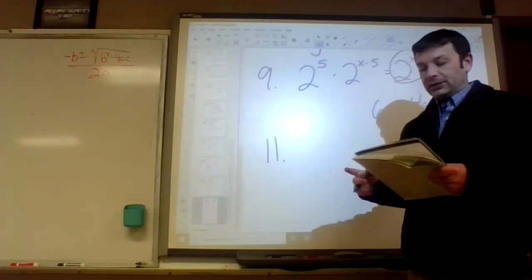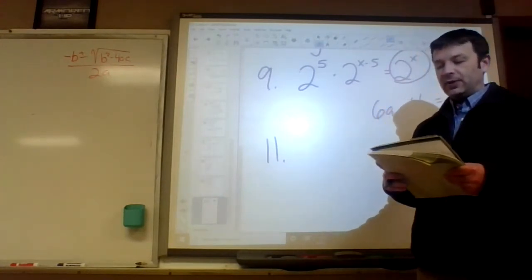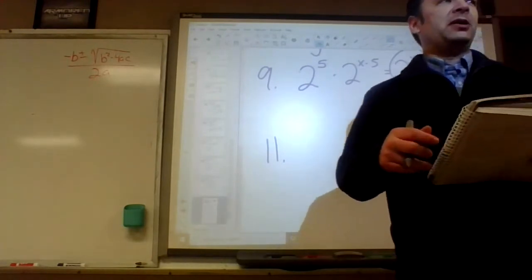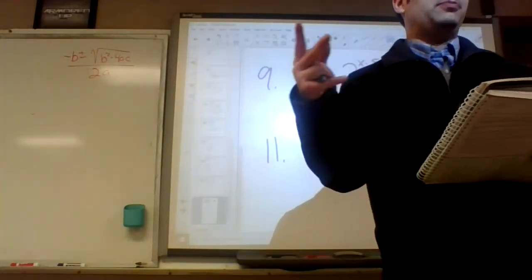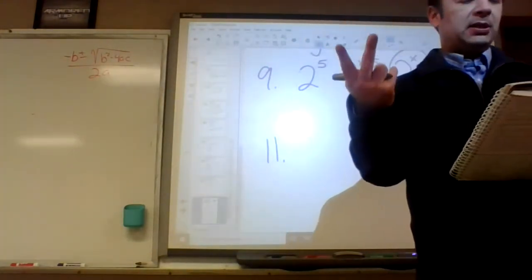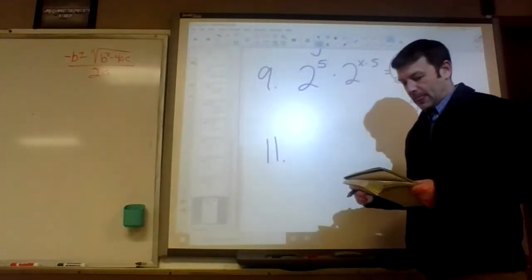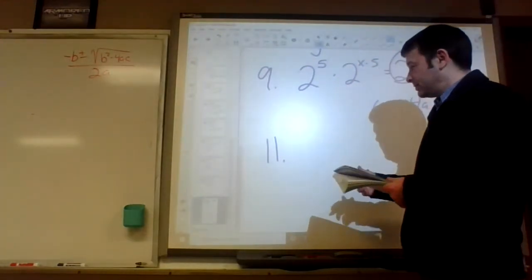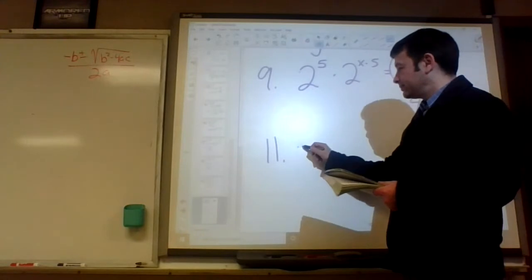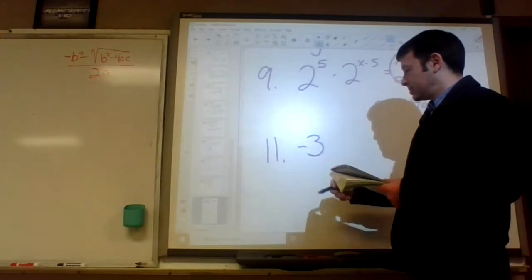Okay, 11, simplify, leaving everything in the numerator. In other words, if we get something like x to the negative third, we're not going to put it on the bottom, we're just going to leave it as x to the negative third. Okay, negative 3, is there anything I can do with that on 11? No, so it's just going to go in the answer.